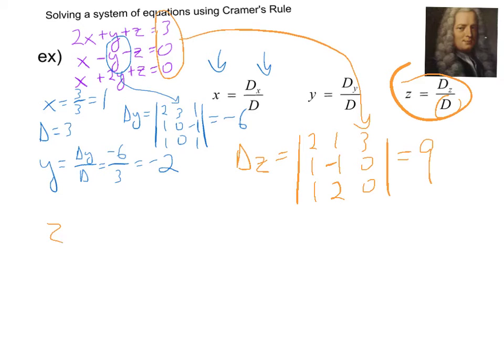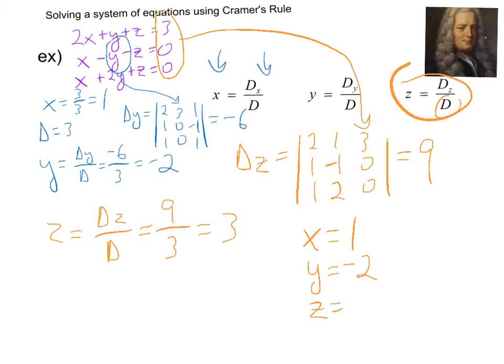So now, z equals d sub z over d. We found the d earlier, that was 3. We just found d sub z, right there, it's 9. And that simplifies to 3. And there we have it. We now know that x we figured out was 1, y is a negative 2, and z is 3. And there is the solution to our system of equations.